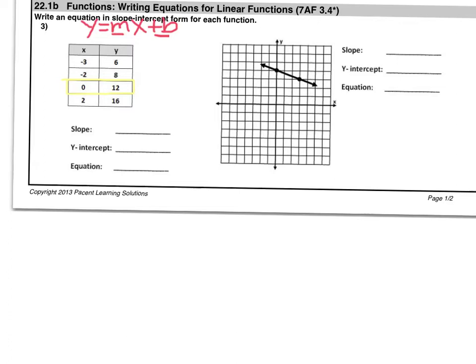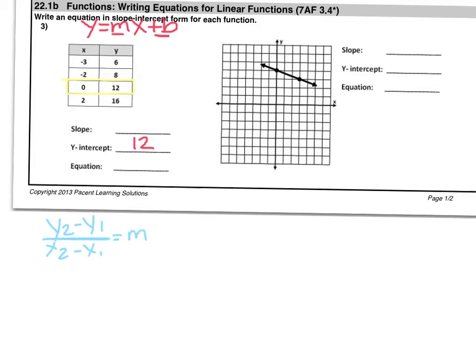So I can fill in my b already. My y-intercept is 12. Okay, but I do have to solve for that slope. And so slope is the change in y over the change in the x, which we have a formula, and I'm going to write it down here. It's y2 minus y1 over x2 minus x1, and that's going to equal our slope.